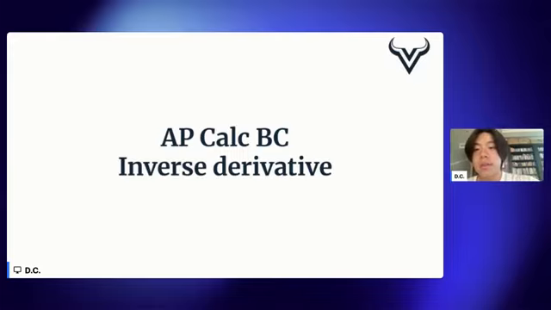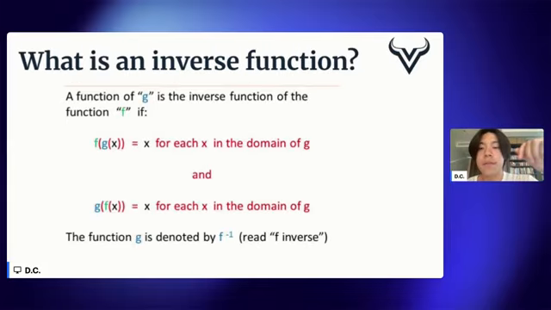So first of all, we gotta define an inverse function. If the function g is the inverse function of a function f, then f of g of x is x, and g of f of x is also x, so it kind of unties a function. For example, if y is x minus 4, then x is y plus 4. If you plug in those two equations, you will always get x.